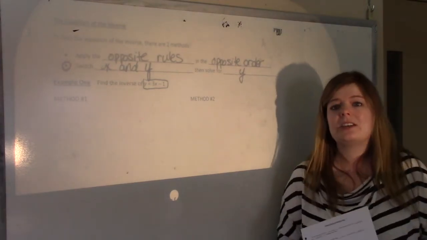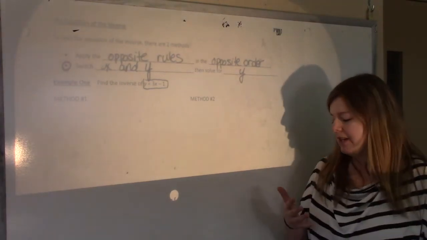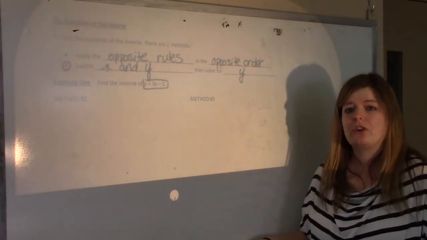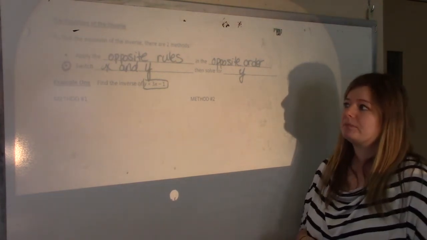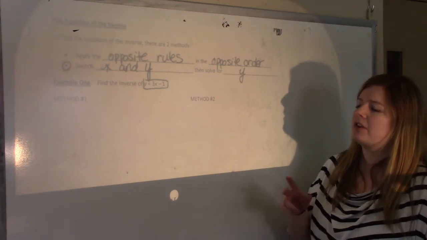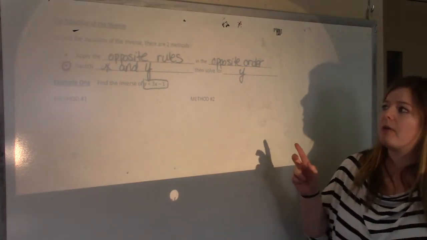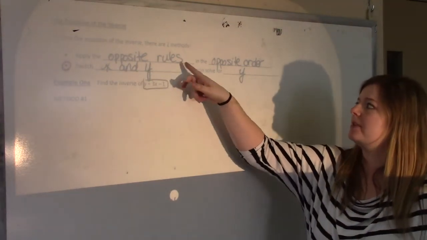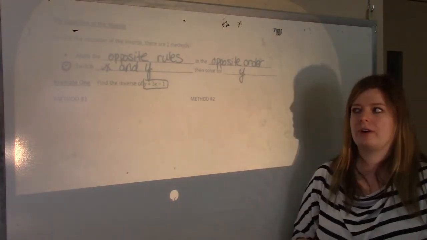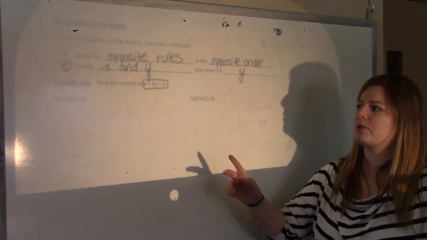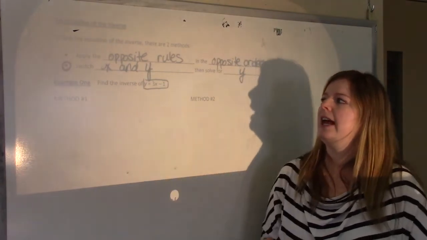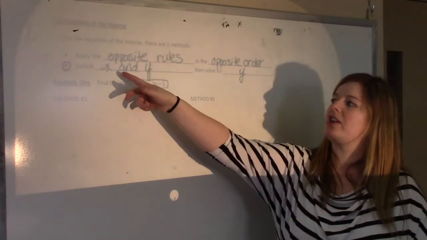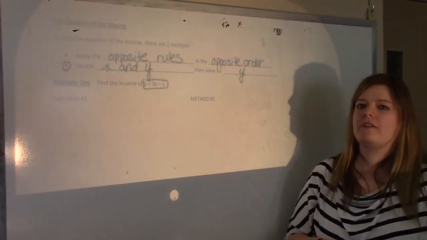Okay, so in today's lesson, we're only going to do inverse of linear relationships. Next lesson, we'll learn about quadratics. So to find the equation of the inverse, there's two different ways to do this. Number one, you can apply the opposite rules in the opposite order. Okay, and that's what we're going to do here for method one. And then the second way is to switch x and y and then solve for y.